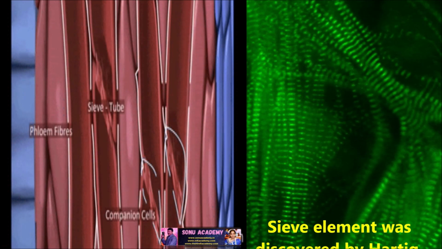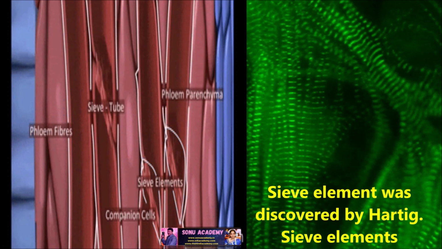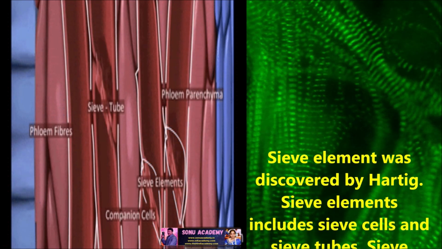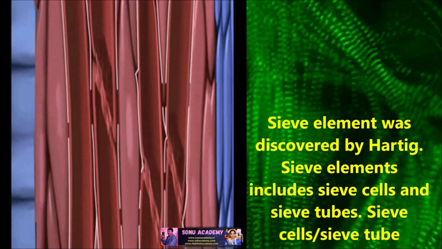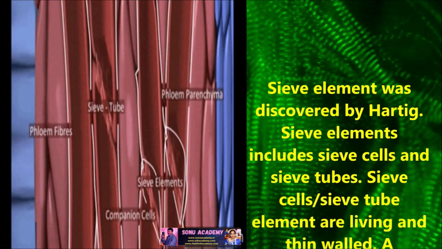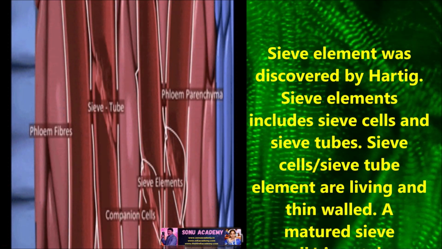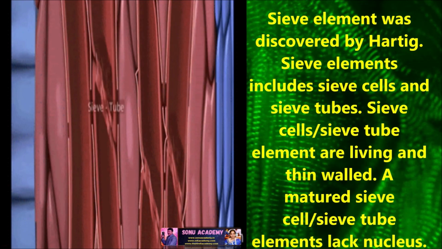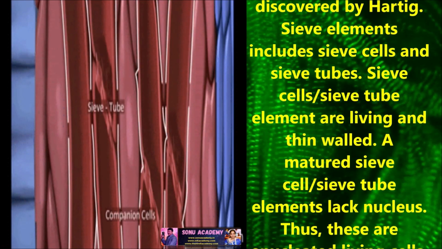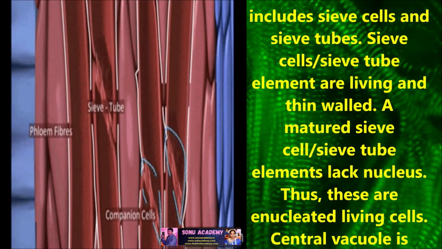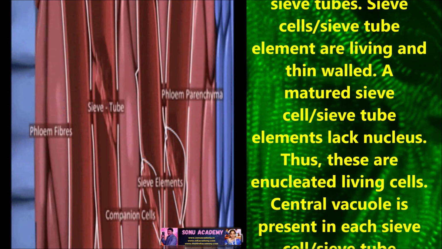Now let us discuss sieve elements. Sieve elements were discovered by Hartig. Sieve elements include sieve cells and sieve tubes. Sieve cells or sieve tube elements are living and thin-walled. A matured sieve cell or sieve tube element lacks a nucleus, thus they are non-nucleated living cells.